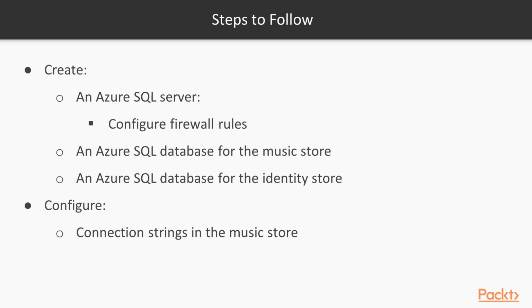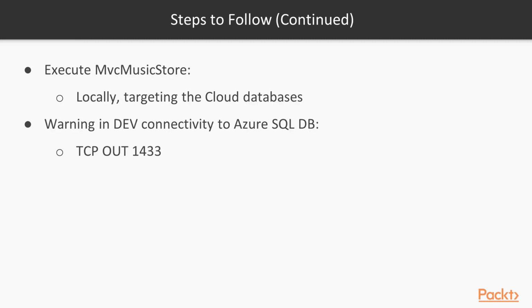These are the steps to follow. We'll create an Azure SQL Server, so the logical container. We'll configure the firewall rules in order to open the access from our application to the server. And we'll create the two Azure SQL databases. Then we'll configure the connection strings in our music store application, and then we'll execute and test our application. So in order for this to work, you need to be sure to have access from the development machine to the Azure SQL Database service. And because it uses T-SQL, so in particular TDS protocol, you'll need to have open TCP outbound connection on 1433 port.